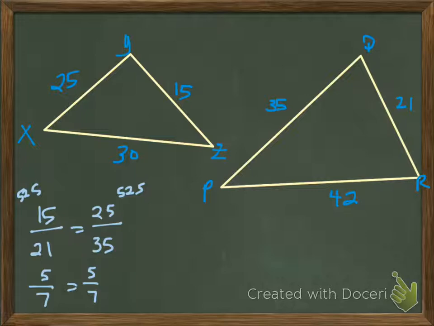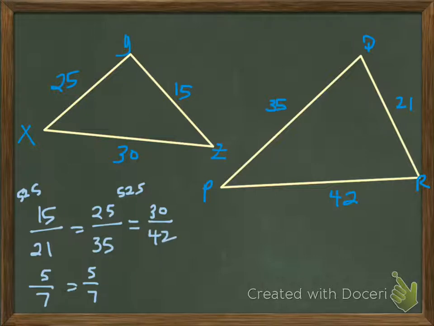Okay, but then I can't stop there. I've got to go ahead and add in that third side. We're talking about our long side. And our long side for triangle XYZ is going to be side XZ, 30. So that's going to be 30 over 42.